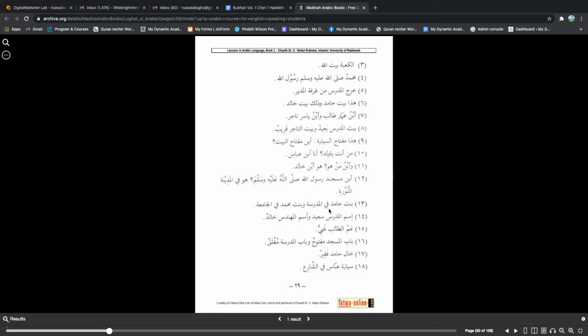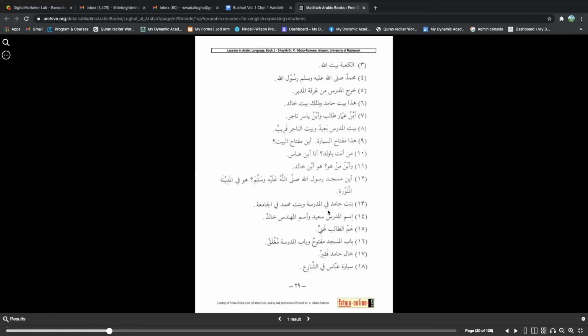Bintu Hamidin, Hamid's daughter, fil madrasati. It's madrasati because of the harf al-jar in front of it. Bintu Hamidin fil madrasati. Wa bintu Muhammadin fil jami'ati. The daughter of Muhammad is in the university. The daughter of Hamid, Hamidin, fil madrasati, with the kasra because it's majroor. So the daughter of Hamid is in the school.